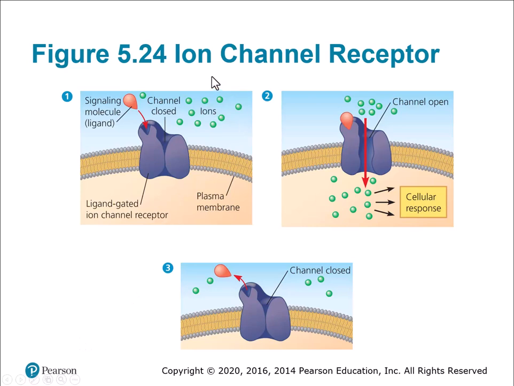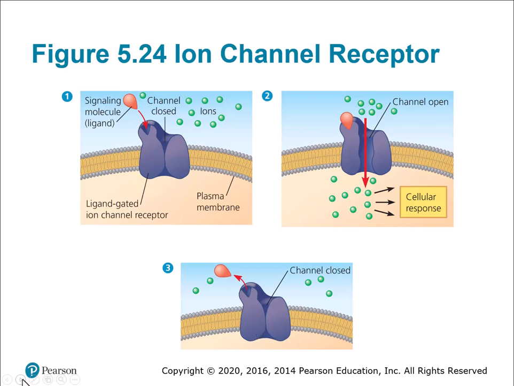So other types of receptors that we have, we have an ion channel receptor. This is where a signal molecule binds to a receptor and opens that channel and allows the molecules to flow in, and that is usually via facilitated diffusion, to where it flows with a concentration gradient and then causes a cellular response. Once that response reaches its target, then the ligand is released and the channel closes.